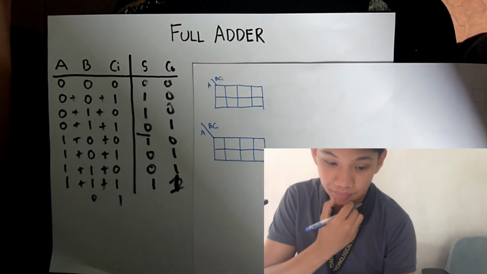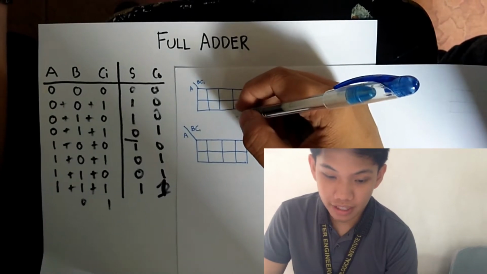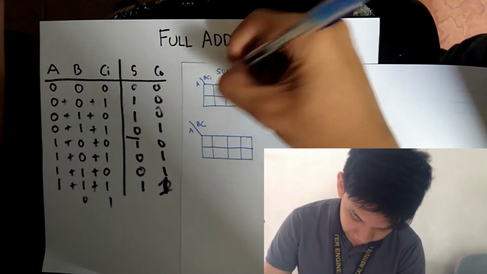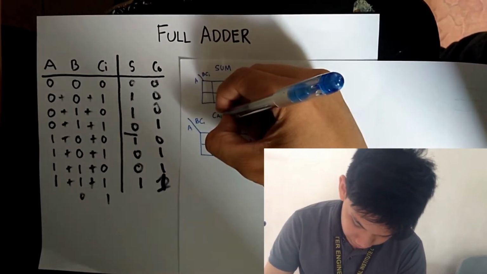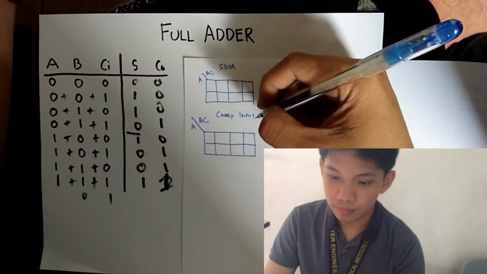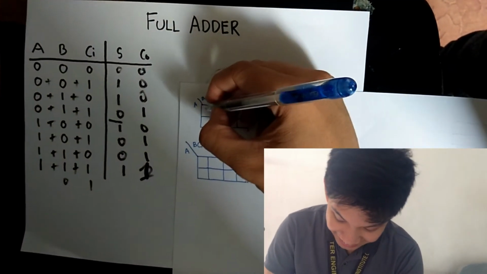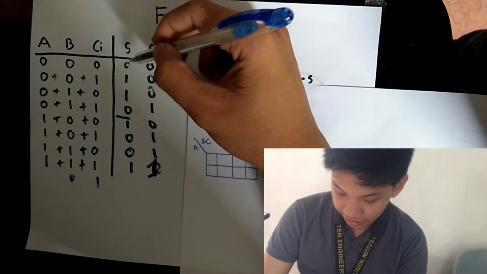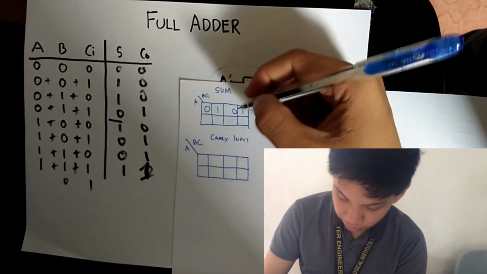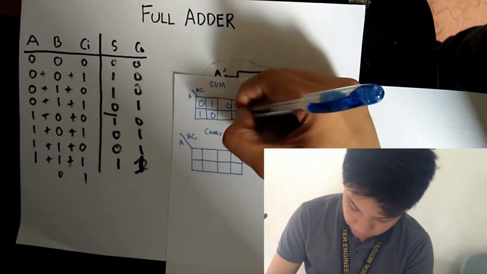Now we will fill up the first K-map for the sum, and the second K-map is for the carry output. Now you can see the first is 0, 1, 1, 0, and then 1, 0, 0, 1.